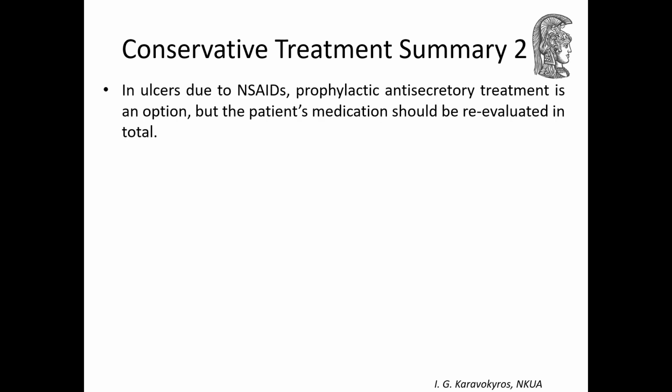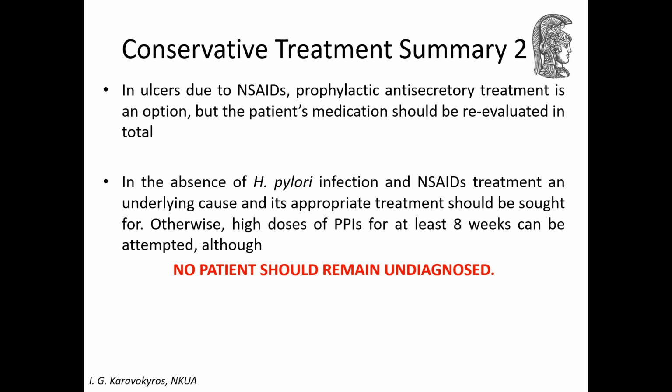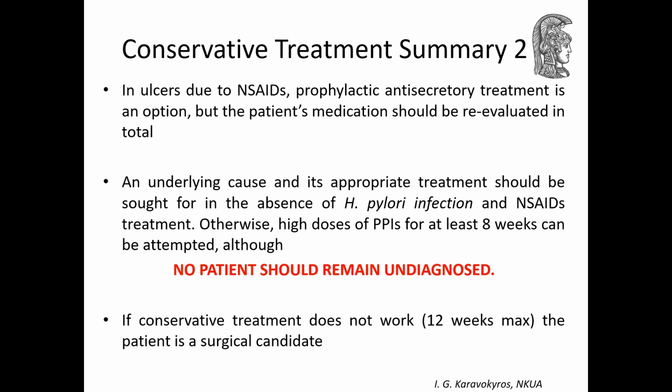In ulcers due to non-steroid anti-inflammatory drugs, prophylactic anti-secretory treatment is an option, but the patient's medication should be re-evaluated in total. In the absence of both Helicobacter infection and non-steroid anti-inflammatory drugs treatment, an underlying cause and its appropriate treatment should be sought for. Otherwise, high doses of PPIs for at least 8 weeks can be attempted, although no patient should remain undiagnosed. If conservative treatment does not work, 12 weeks maximum, the patient is a surgical candidate.